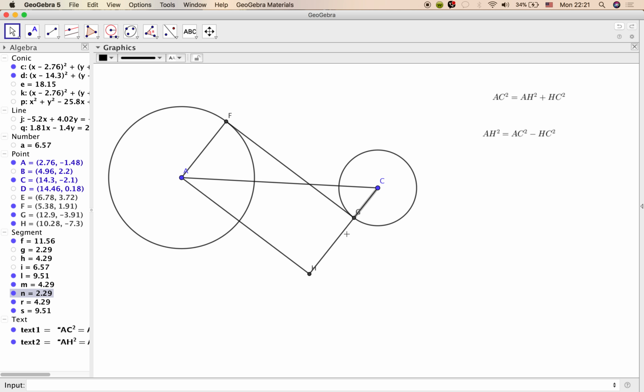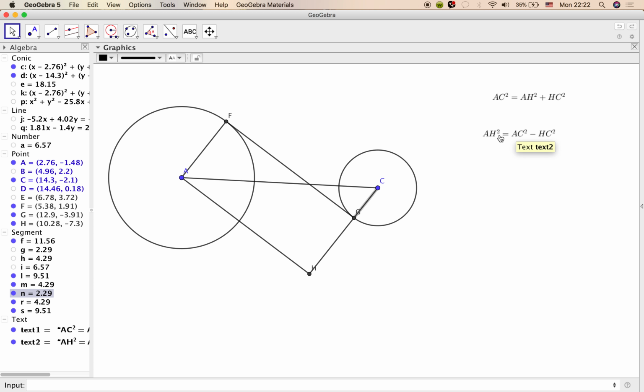So if we do the algebra here, even using our calculator, we will see that AC squared minus the sum of the two radii squared is indeed equal to the square of the distance of the internal tangent. And I say it's the distance of the internal tangent because this is a rectangle, therefore AH squared is equal to FG squared. So that gives us our formula.